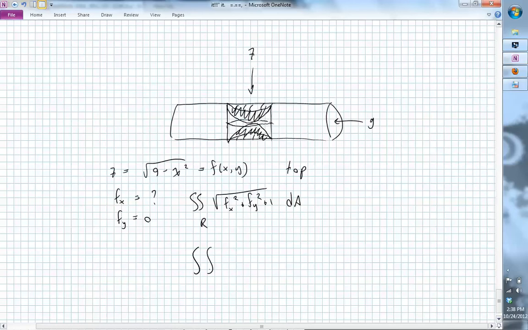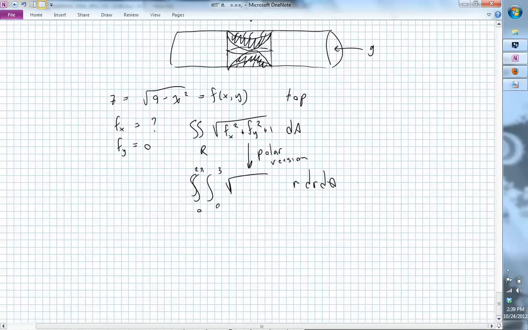So I don't know if this was susceptible to polar or not. Anybody that did this one? It was an okay polar one. Anyway, if it's polar, then it would go 0 to 3 and 0 to 2 pi, and then you would integrate the polar version of this, and then r d theta, and then when you're all said and done, that's the area of the top half. So you multiply by 2.